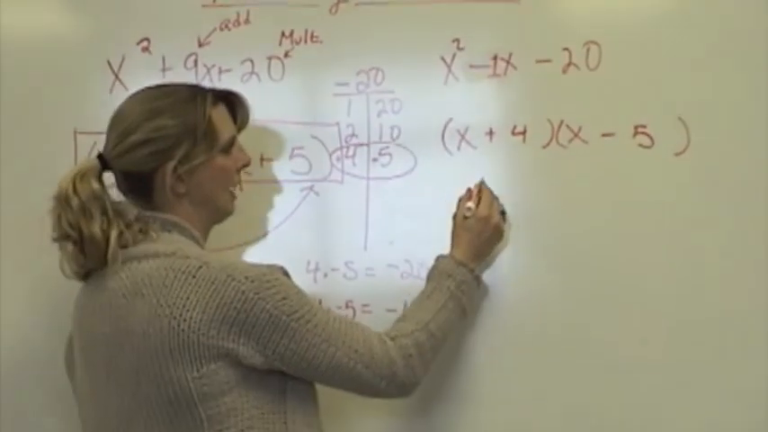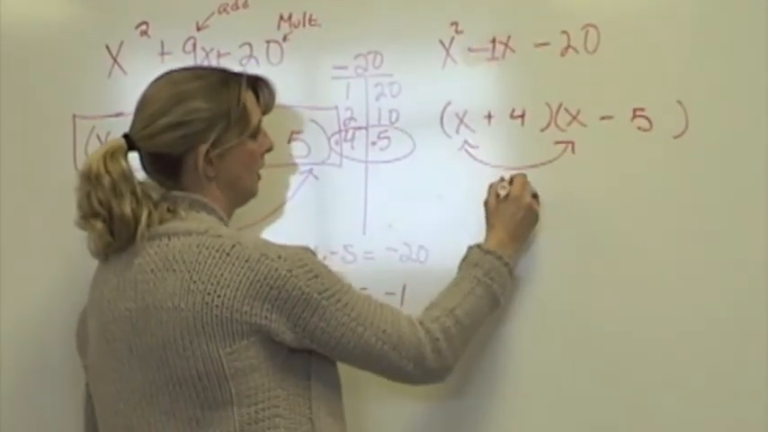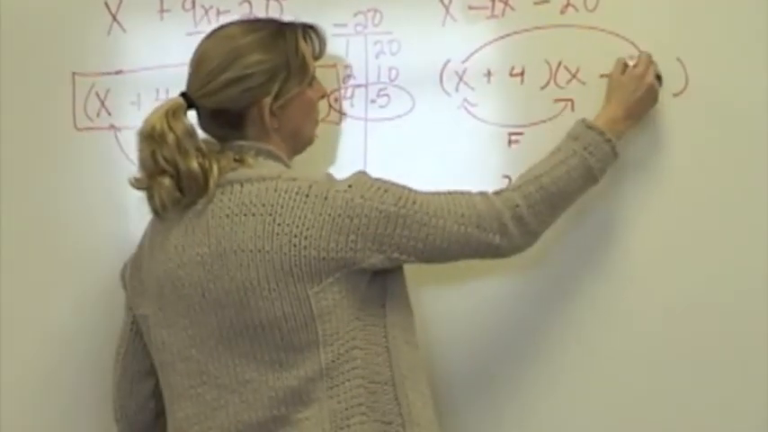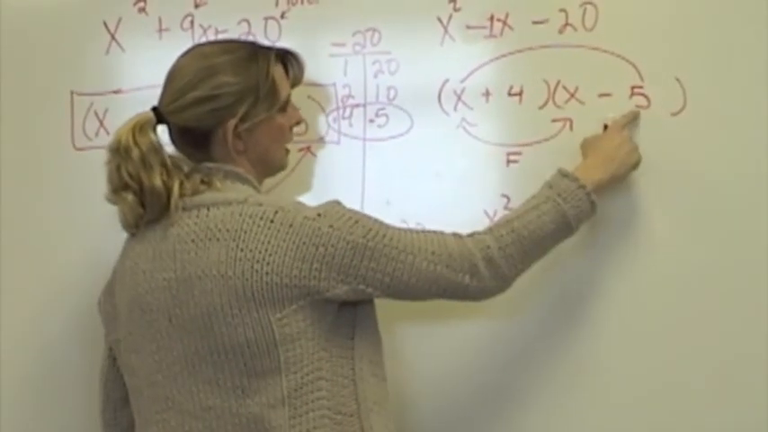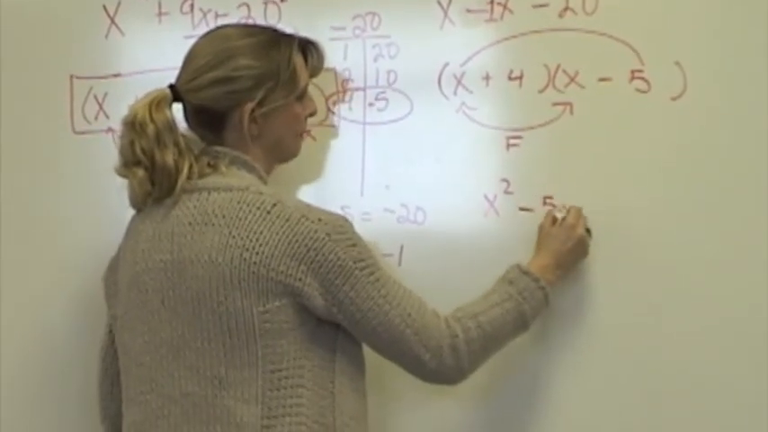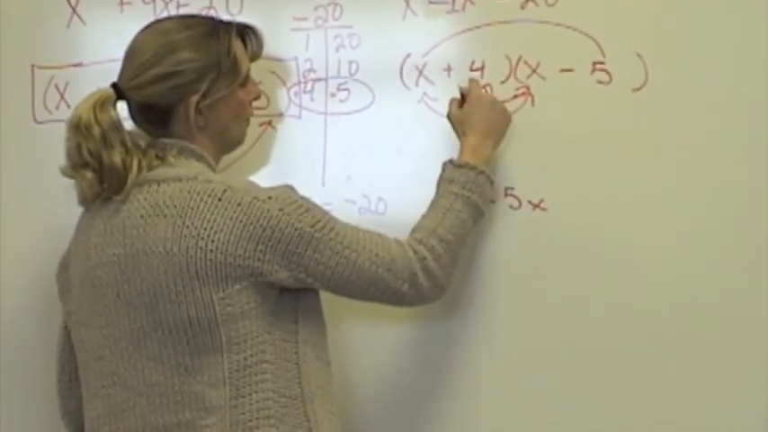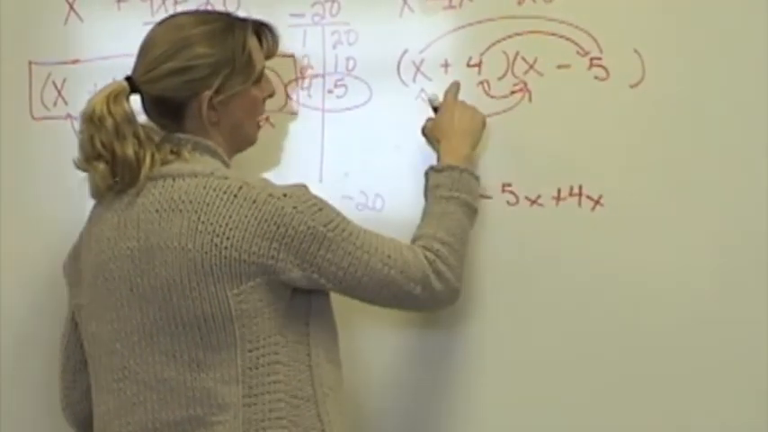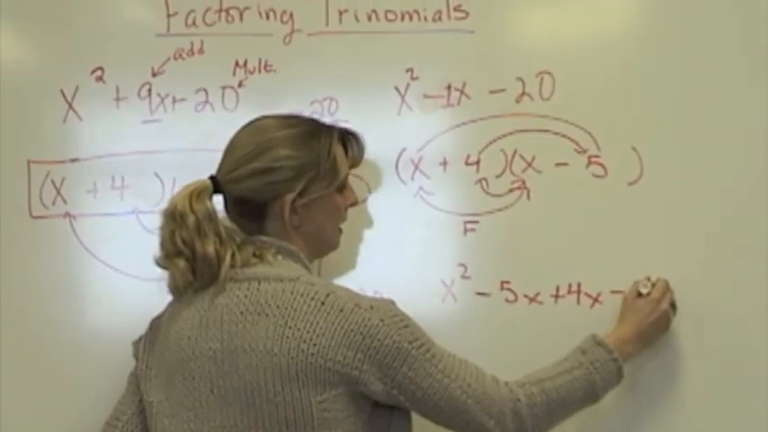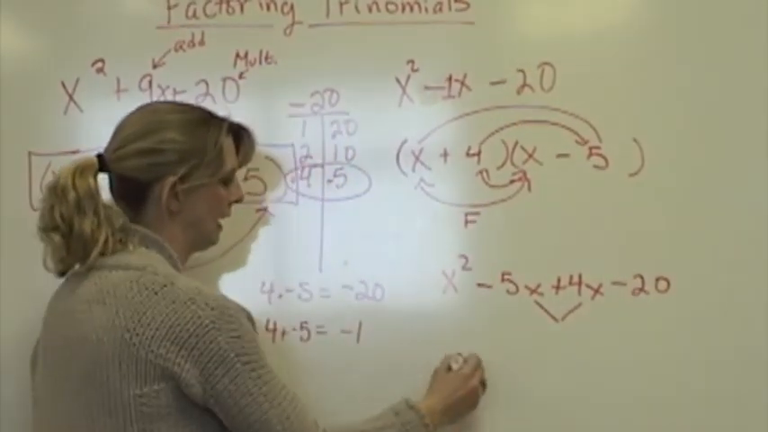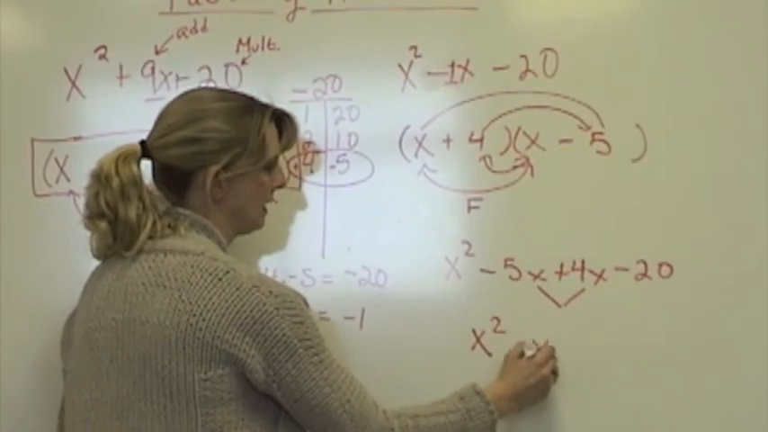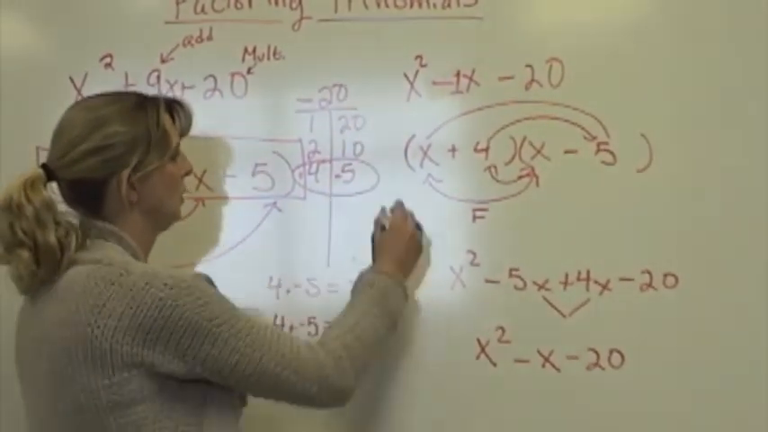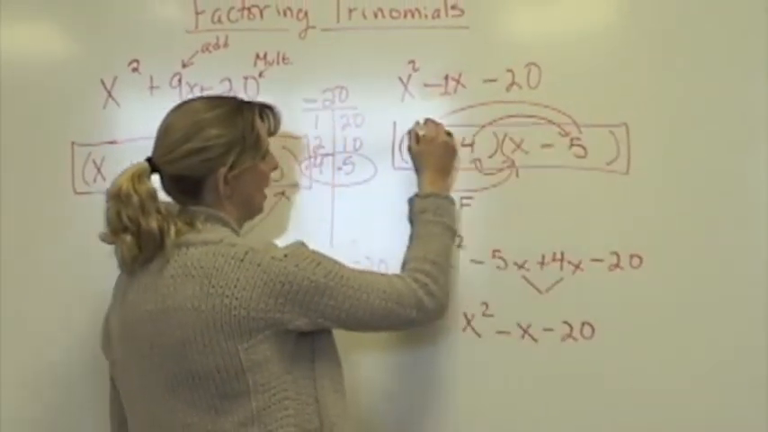If I FOIL this back out to check, let's check this one. First, x times x is x squared. Then we have our outsides, x times negative 5. Insides, 4 times x. And last, positive 4 times negative 5, it's negative 20. Collecting our like terms, x squared minus x minus 20. This is what we started with, which tells us we got the right answer.